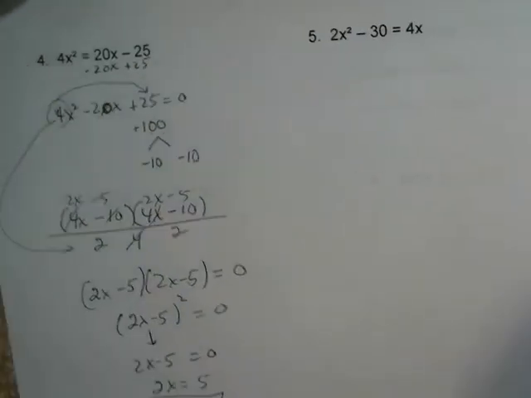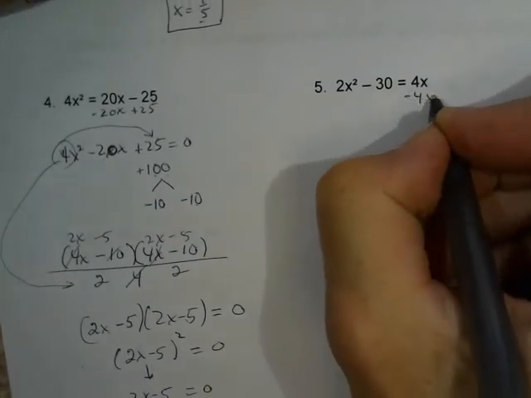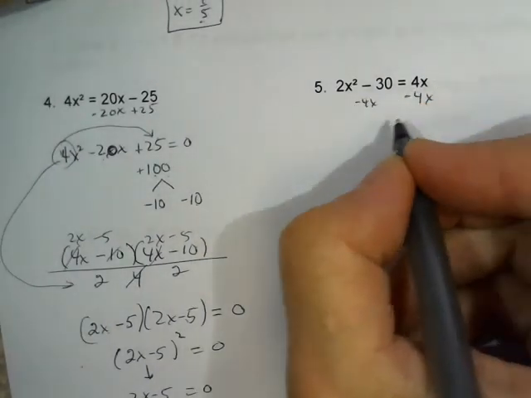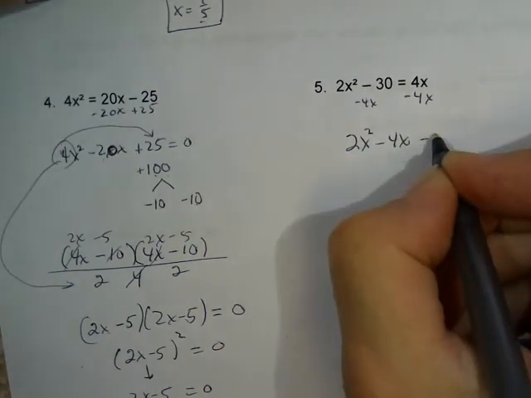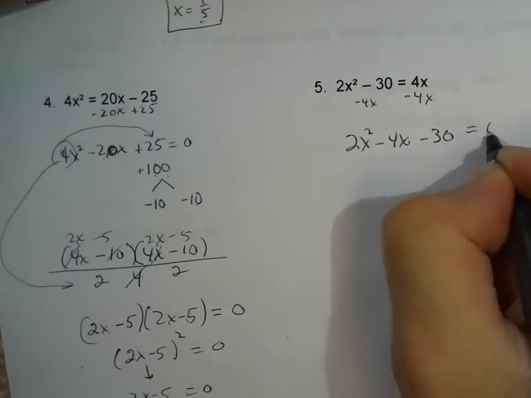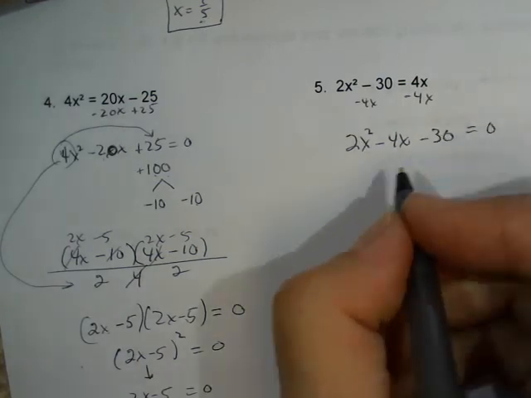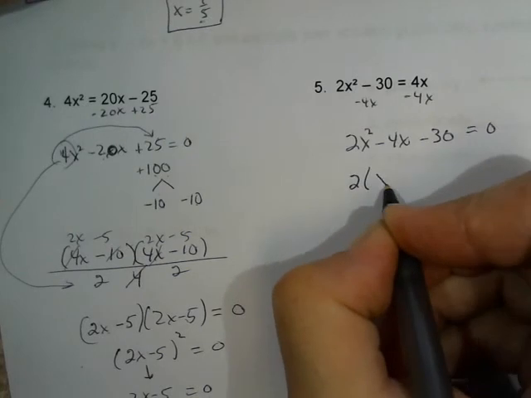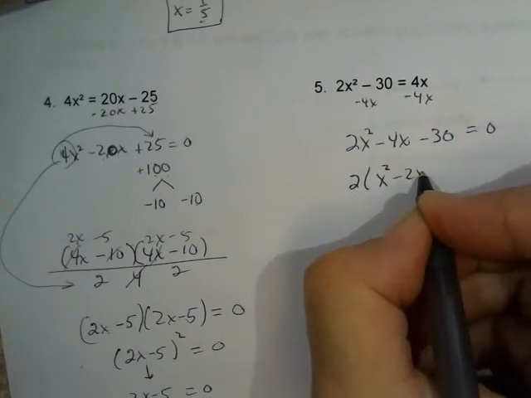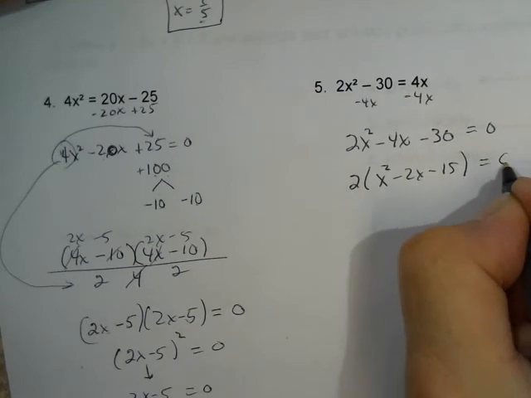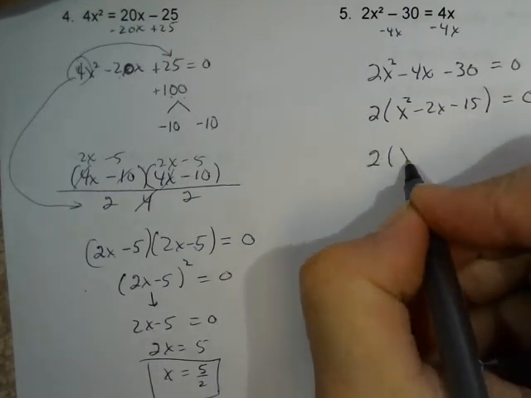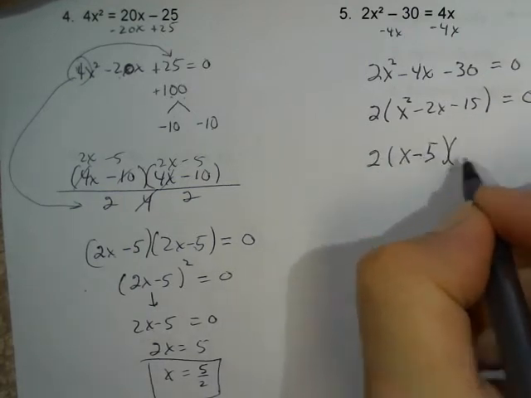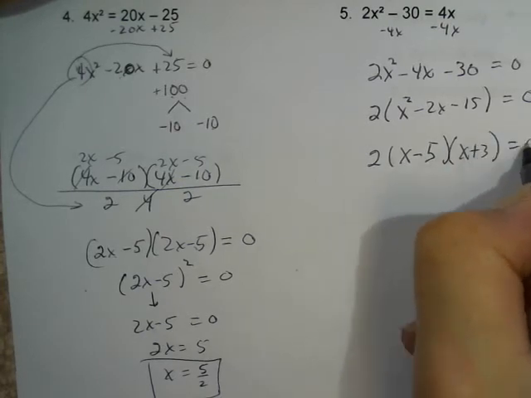And then this last example, we have to subtract 4x from each side, and we have to make sure the x goes in the middle. So we have 2x squared, the minus 4x goes in the middle, and the minus 30 goes on the end. Well, again, we have a GCF of a 2, so we're going to pull the 2 out, and we're left with x squared minus 2x minus 15. So now what we do is find the factors of 15 that add up to negative 2, and they are negative 5 and positive 3.